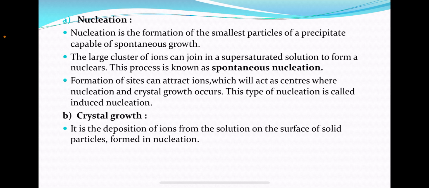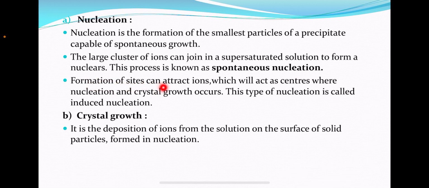That means the barium chloride has reached its saturation level. That means how much barium chloride can be precipitated with the sulfuric acid which we have taken, that much amount is crossed. To say it in simple words, when barium chloride is added in excess compared to the sulfuric acid which we have taken, that particular solution may be called a supersaturated solution. These large clusters of ions which join together are called a nucleus, and the process which takes place is called spontaneous nucleation.